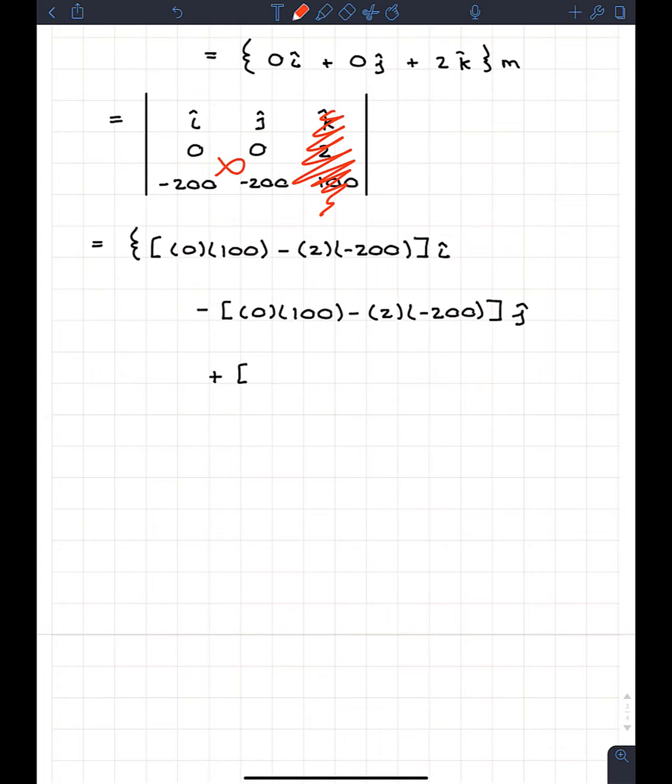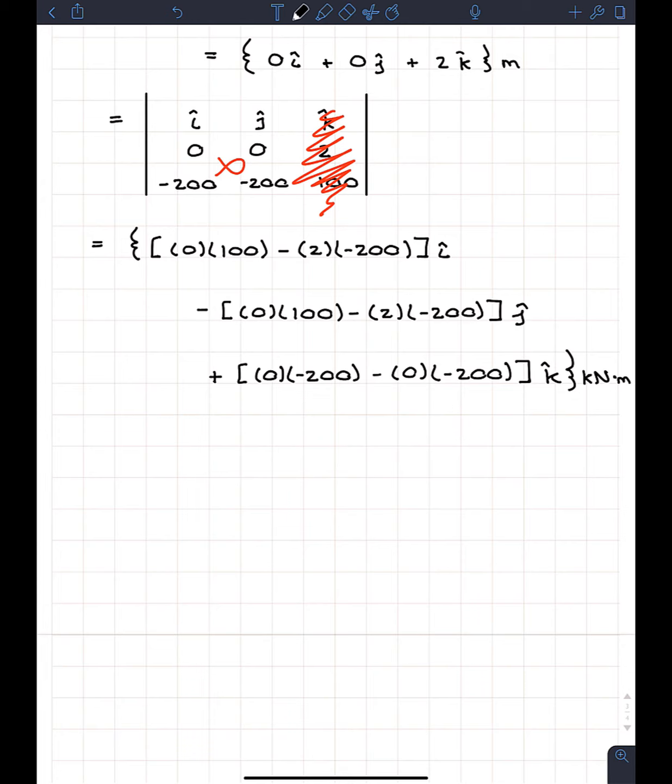And this one's really, really nice because as we see, there's zeros on both sides. So it's going to be 0 times negative 200 minus 0 times negative 200. And this, we can end with the K. And we're actually done our moment vector, so we can add these brackets and we can put the units, which will be kilonewtons times meters.